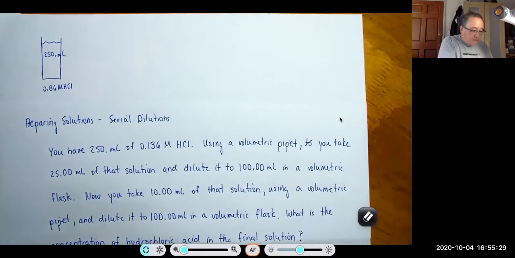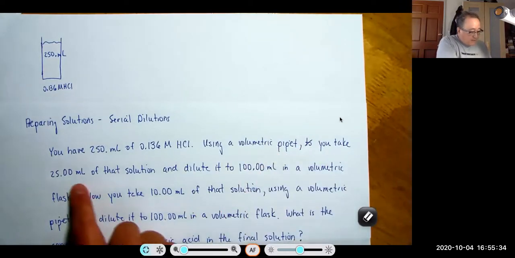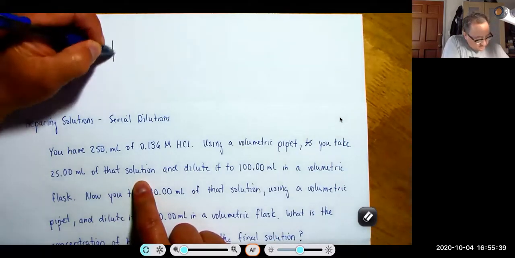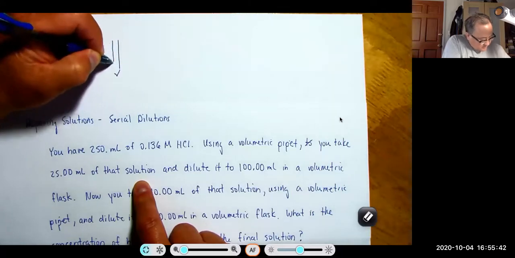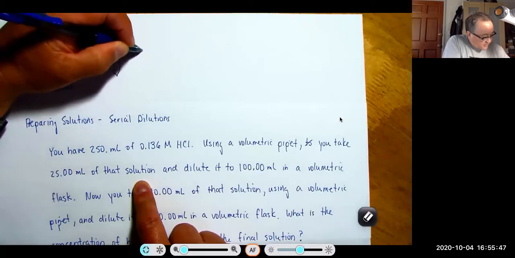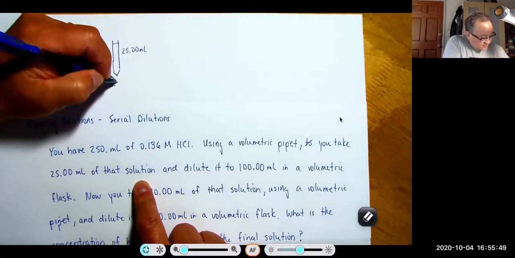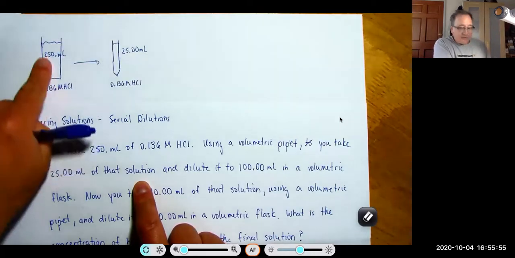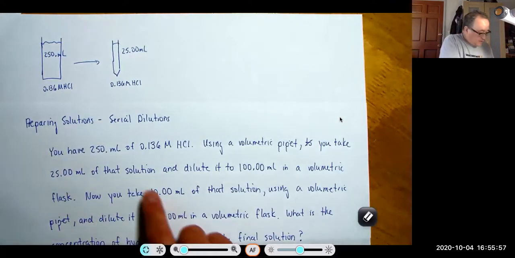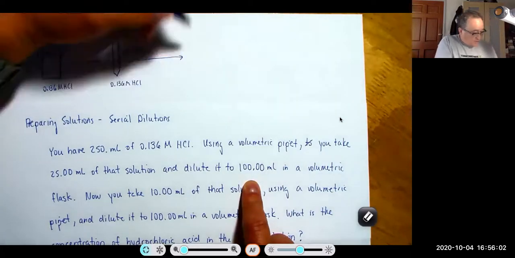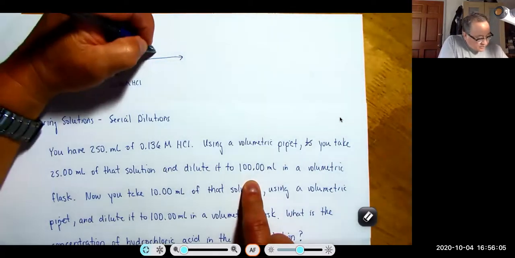Okay, using a volumetric pipette, so this is a pipette that measures things very, very well, we take 25 milliliters of that solution. So here's our volumetric pipette. And now we have 25.00 milliliters of 0.136 molar HCl. So we've taken that 250 and we've taken 1/10 of it. And we dilute that to 100 milliliters in a volumetric flask. So we're going to add H2O.